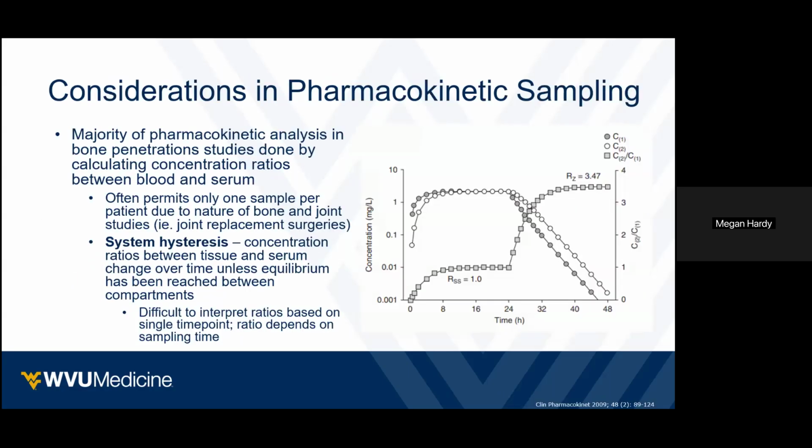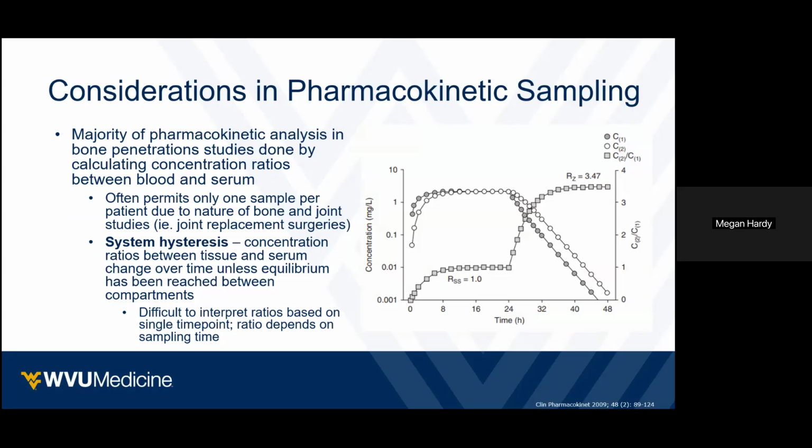So looking at some considerations in pharmacokinetic sampling. The majority of pharmacokinetic analyses in bone penetration studies are done by calculating these concentration ratios between bone and serum. This will often permit only one sample per patient due to the nature of bone and joint studies, like we talked about before, for example, joint replacement surgeries.